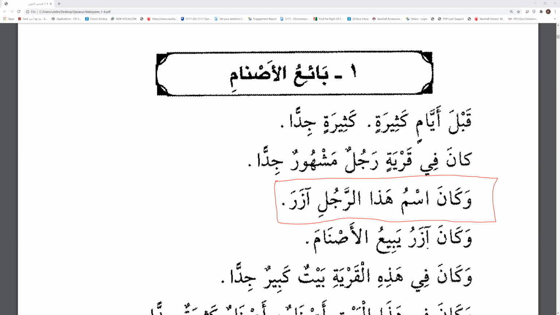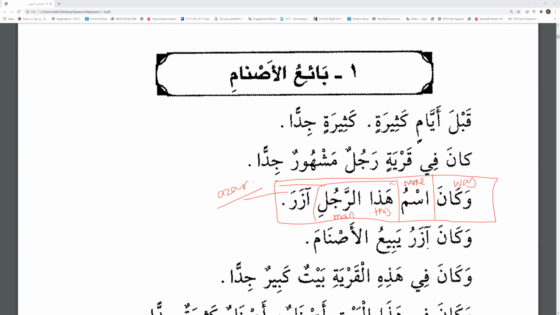Everyone, if you just download that, go through these pages. If you write notes for now though, watch the video as well if you can, just to pick that up again. I will give you the translation of this. Kana means was. Ismu, name. This man. And this is obviously man, al-Rajuli. And his name was Azar. So, name of this man.